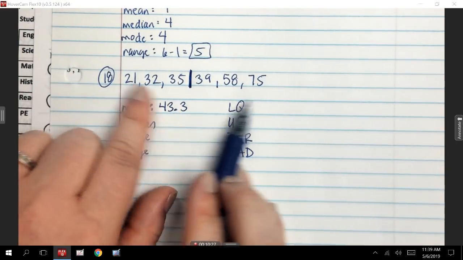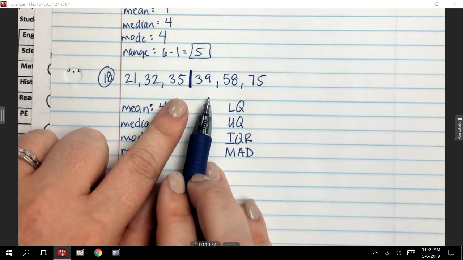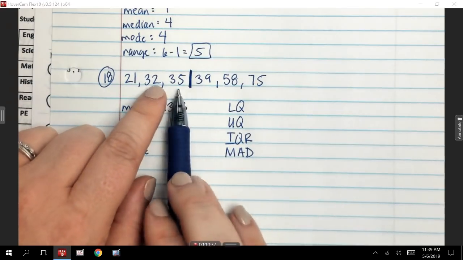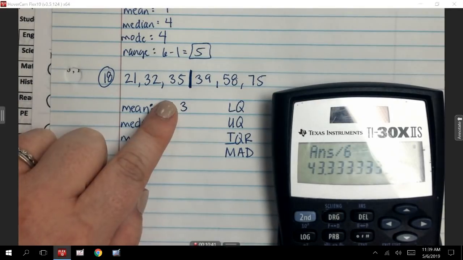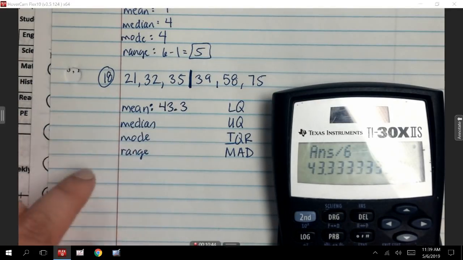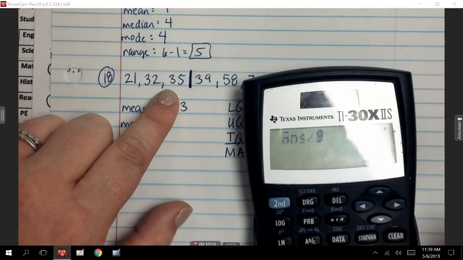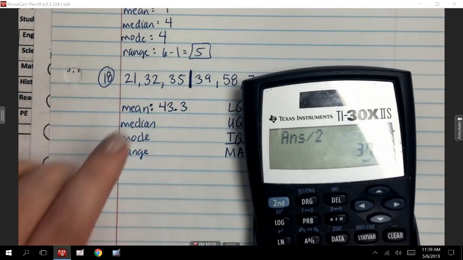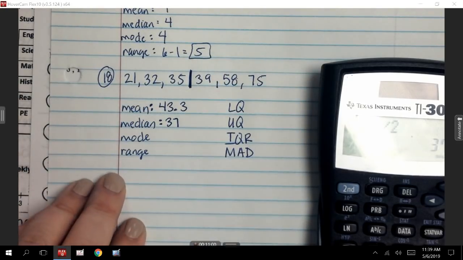What do you notice happens when I'm trying to find the middle? Julia? In between 39 and 35. So what am I going to do since I have two numbers there? Jordan? Add them and divide by 2. So we're doing 35 plus 39. I got 74. And I'm going to divide that by 2, which gives me 37. Is 37 in the middle of those? Yeah, so always double check just to make sure your number makes sense. So 37 is what we need.